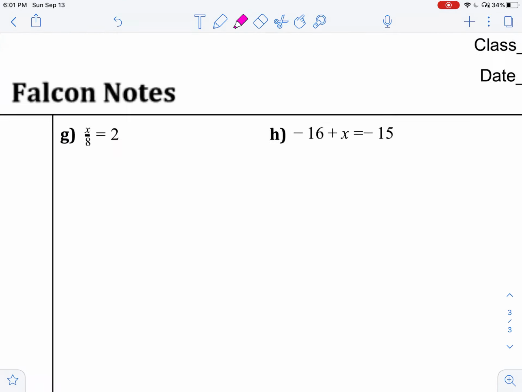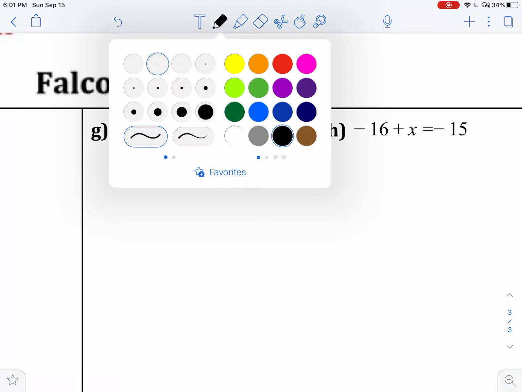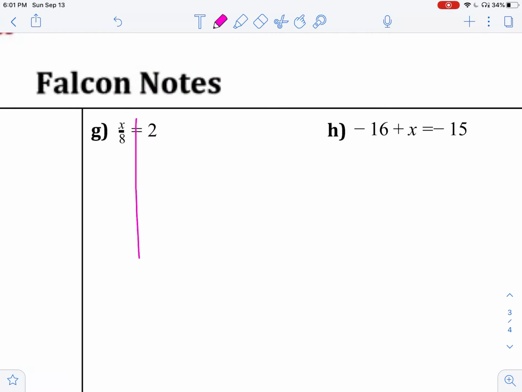I again have x over 8 equals 2. Remember, this bar means division. To get rid of division, we need to multiply. So if I'm dividing by 8 here, to get rid of that, I need to multiply by 8 on both sides. My 8 and my 8 on the left side cancel out, leaving me with just an x. On the right side, 2 times 8 is 16. We are done.